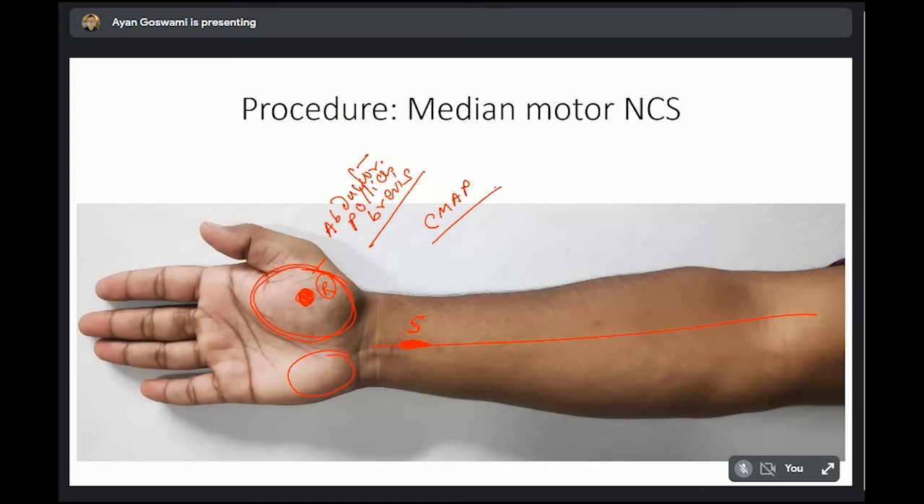At the first slide, someone was asking what CMAP is. CMAP is compound muscle action potential. So I'll be stimulating the median nerve at the wrist with the stimulating electrode, and I will record the electrical response here at the belly of abductor pollicis brevis, right? Clear? And an action potential-like curve will be generated. This is not actually an action potential. It is called compound muscle action potential, because lots of muscle fibers all together are generating this response.